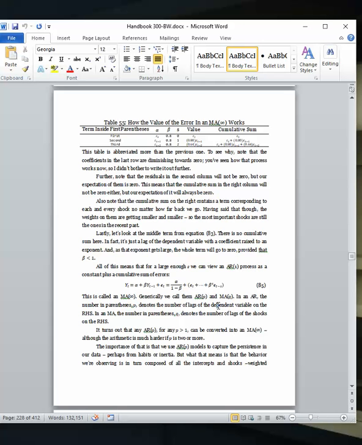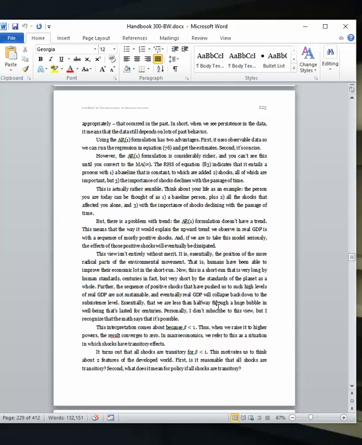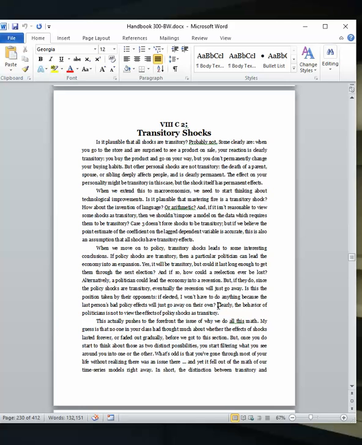Now, going forward to page 226, we get this idea of transitory shocks. We know what shocks are. Those are the things we estimate from the residuals of the regression. Those are the things that are buffeting the economy. And transitory means that their effects eventually fade out.